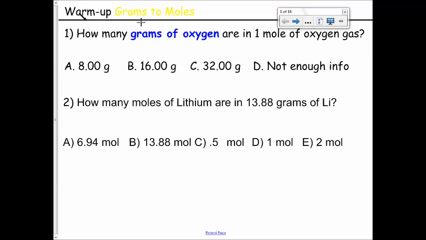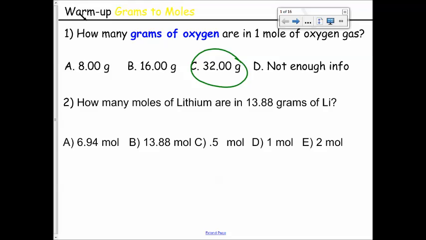And you look at your desk and you're like, oh, well, that single oxygen has a mass of 16 grams. So if you have O2, well, how many oxygens do you have? You have 2 of them. So you need to double that mass, and you should get an answer of C, 32 grams.